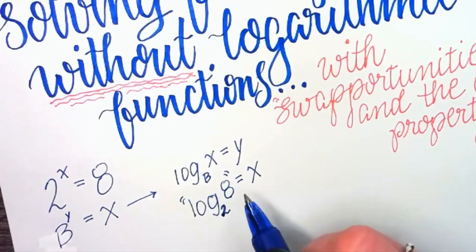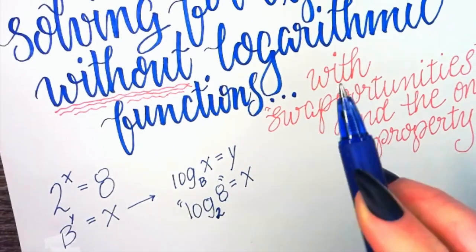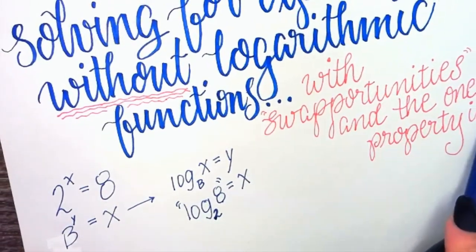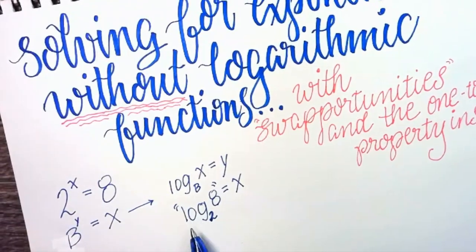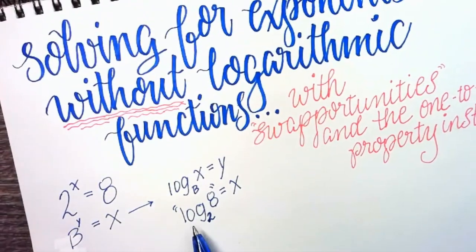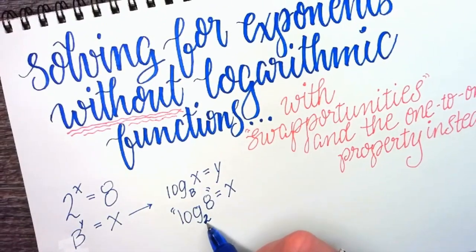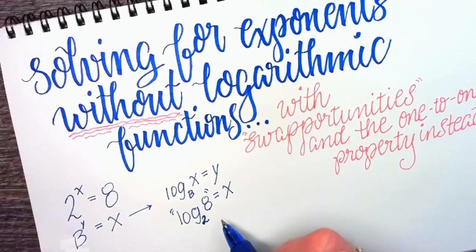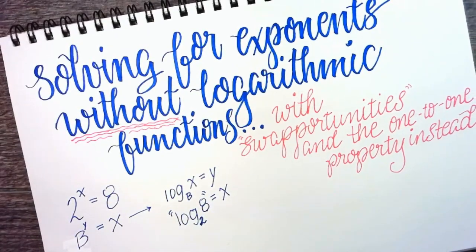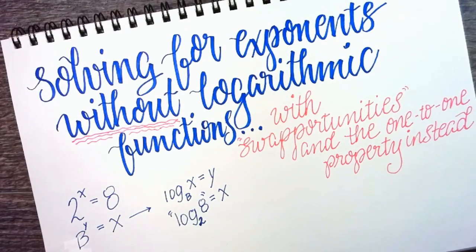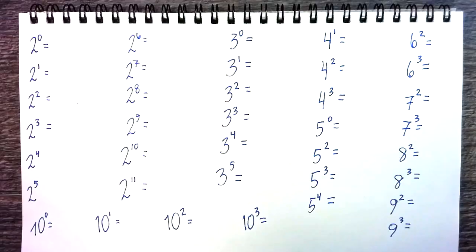However, in order to be really good at using swopportunities and the one-to-one property, and even to be really good at evaluating log without a calculator, we really need to be very good at knowing all of our basic bases raised to a power. We got to know them by heart. You really don't have a choice. So let's review a few of those right now.